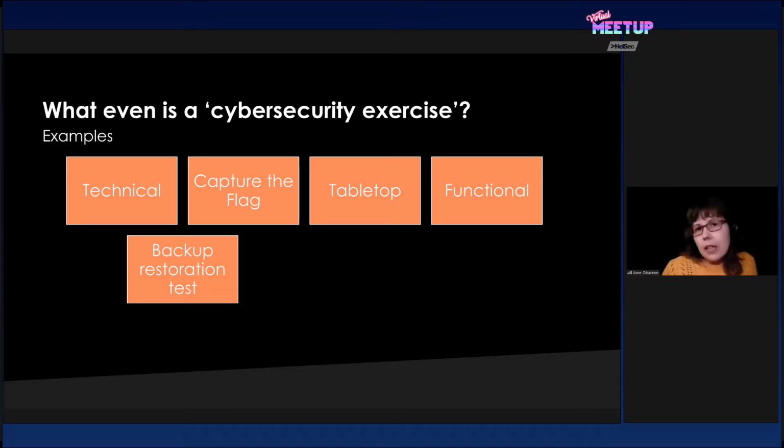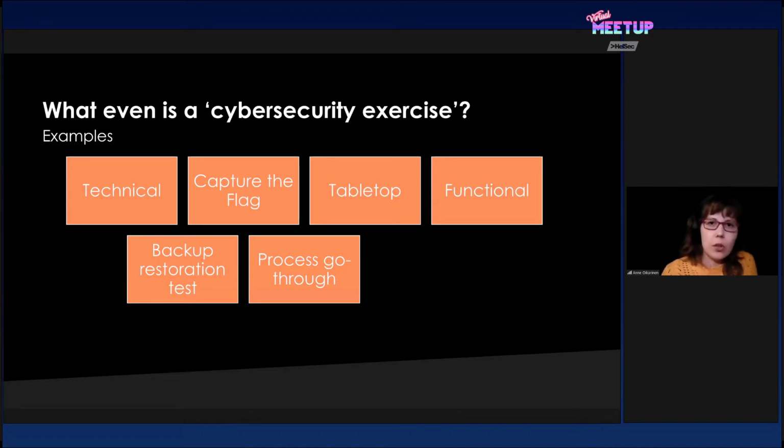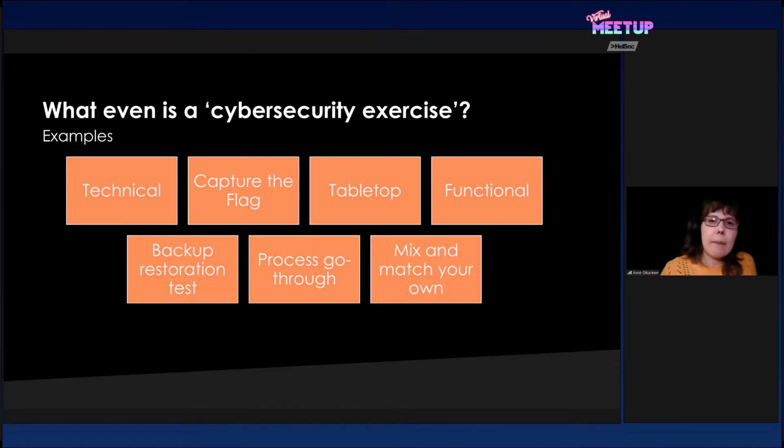And then if you haven't ever tried restoring a backup, well, that's something that you can actually have an exercise about. Or if you have just drafted a disaster recovery process, maybe you can go through the process in just a simple meeting: okay, these are the steps. Does it actually make sense to do this? And of course, you can mix and match your own. Take something from functional exercises, take something from tabletop or technical. That's your call, what you want to do.